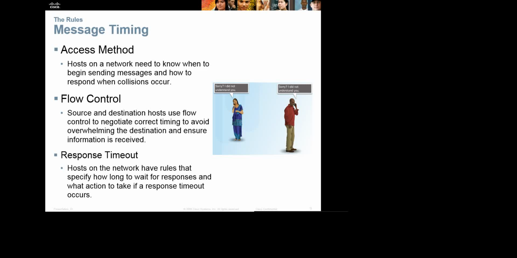So hosts on the network have rules that specify how long to wait for responses and what action to take if a response timeout occurs. So if I'm waiting for a response, like you said you were going to send me a message and you've sent part of it and I haven't got the rest of it, I will wait a little bit of time, and then at some point I'll say I've waited long enough. I don't expect to get this message anymore. Does that make sense? Okay, and you probably have run into that. There are timeouts of different flavors for different things.